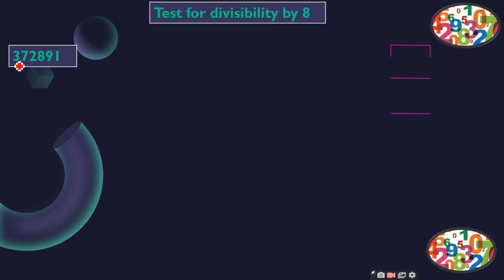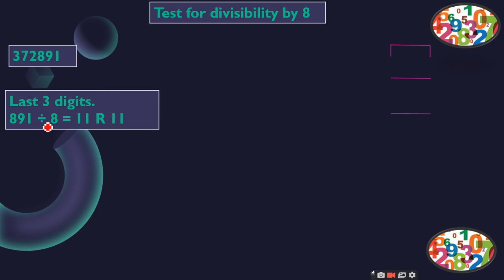We have another example: 372891. Let's see the last 3 digits, and the last 3 digits are 891 divided by 8. When we divide it, 8 ones are 8, 0. We write down 9. 8 ones are 8, 1 remaining. We copy down 1. Now this is not divisible by 8. 891 divided by 8 is equal to 111 with remainder 3.